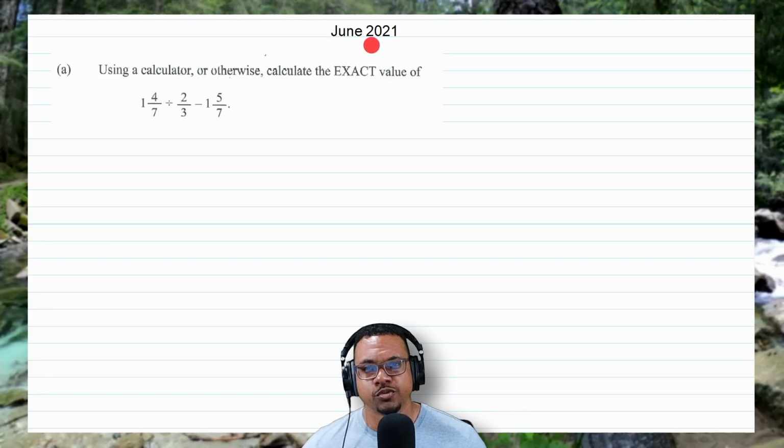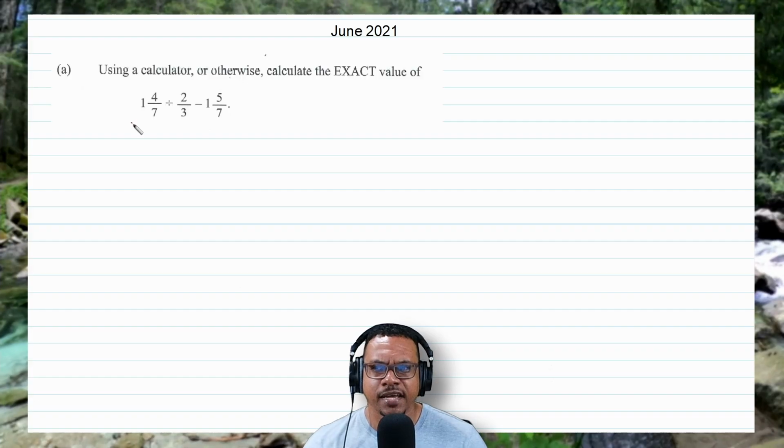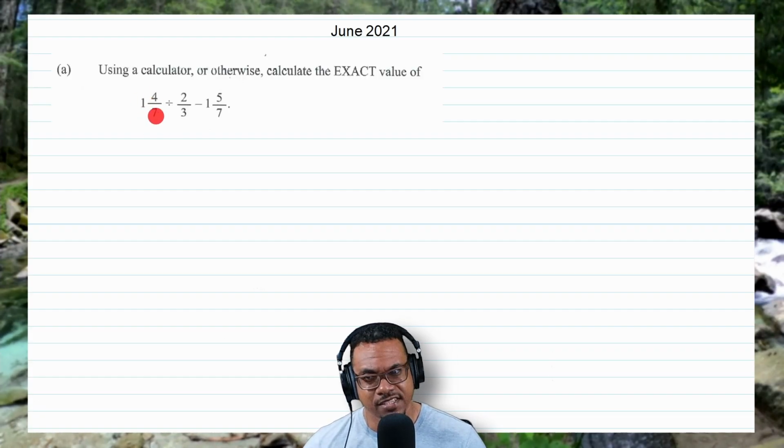So now we are on to the June 2021 paper, and this is question 1A. Again, we have fractions here. So what I like to do is convert my mixed numbers to improper fractions first. So here I'll say 1 times 7 is 7, and 7 plus 4 is 11. So I'll have 11 over 7 divided by 2/3.